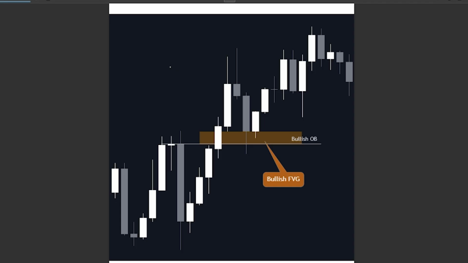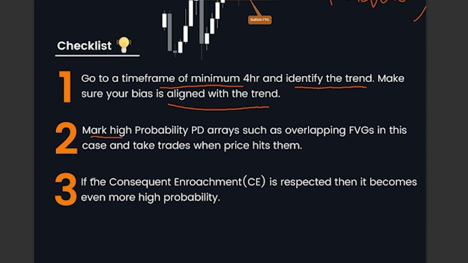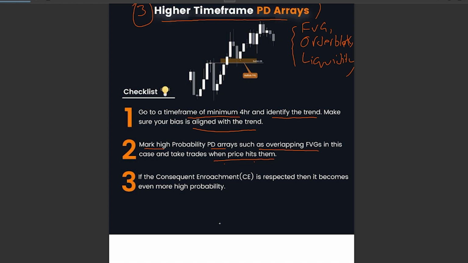Now here on the chart example, you can see we have a bullish trend. So our bias should be bullish, and we should be looking to long if price comes in any of the higher time frame PD array. So let's move to our second condition, that is mark high probability PD arrays such as overlapping fair value gaps. Now if you don't know what are overlapping fair value gaps, I would recommend you to see the fair value gap video. So let's see in the chart example what do we mean by this second point.